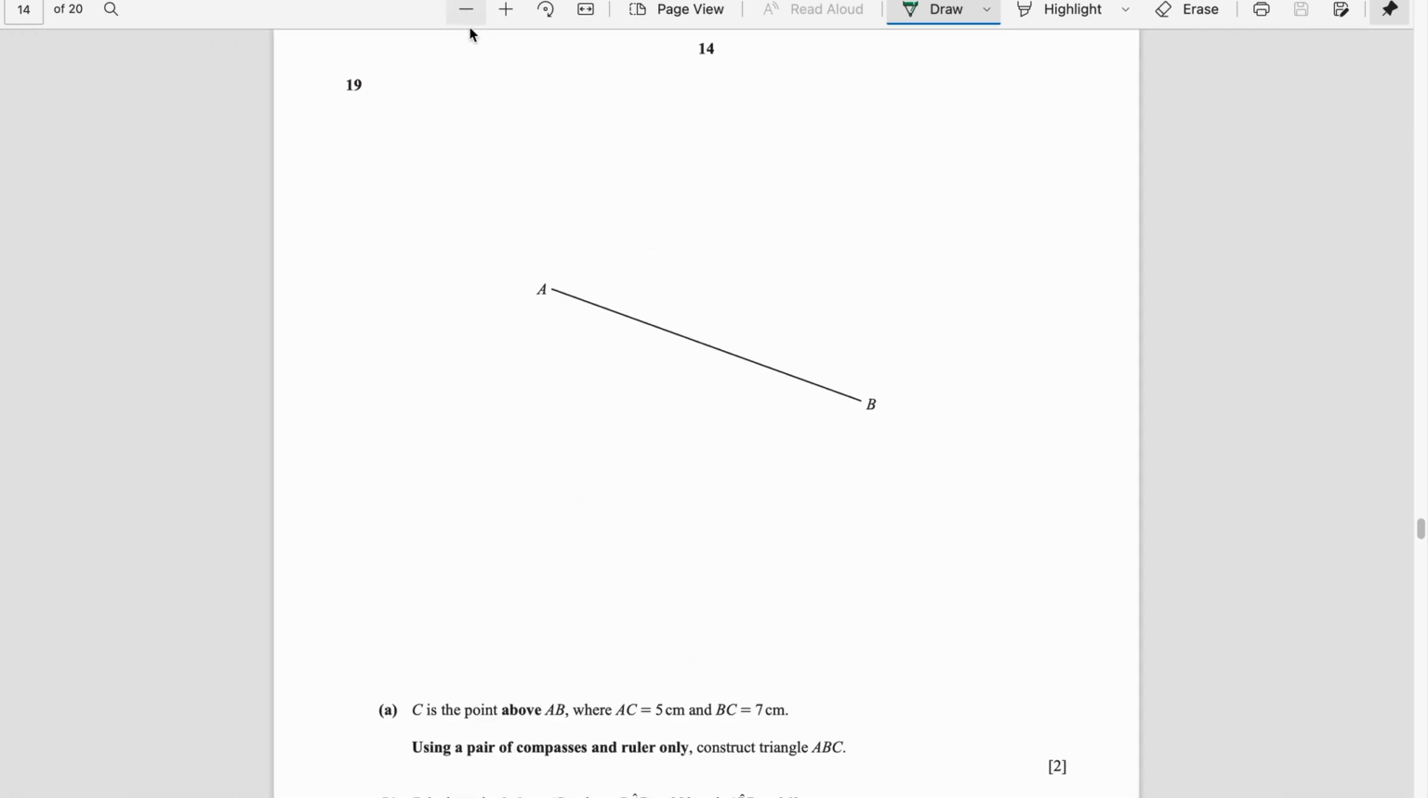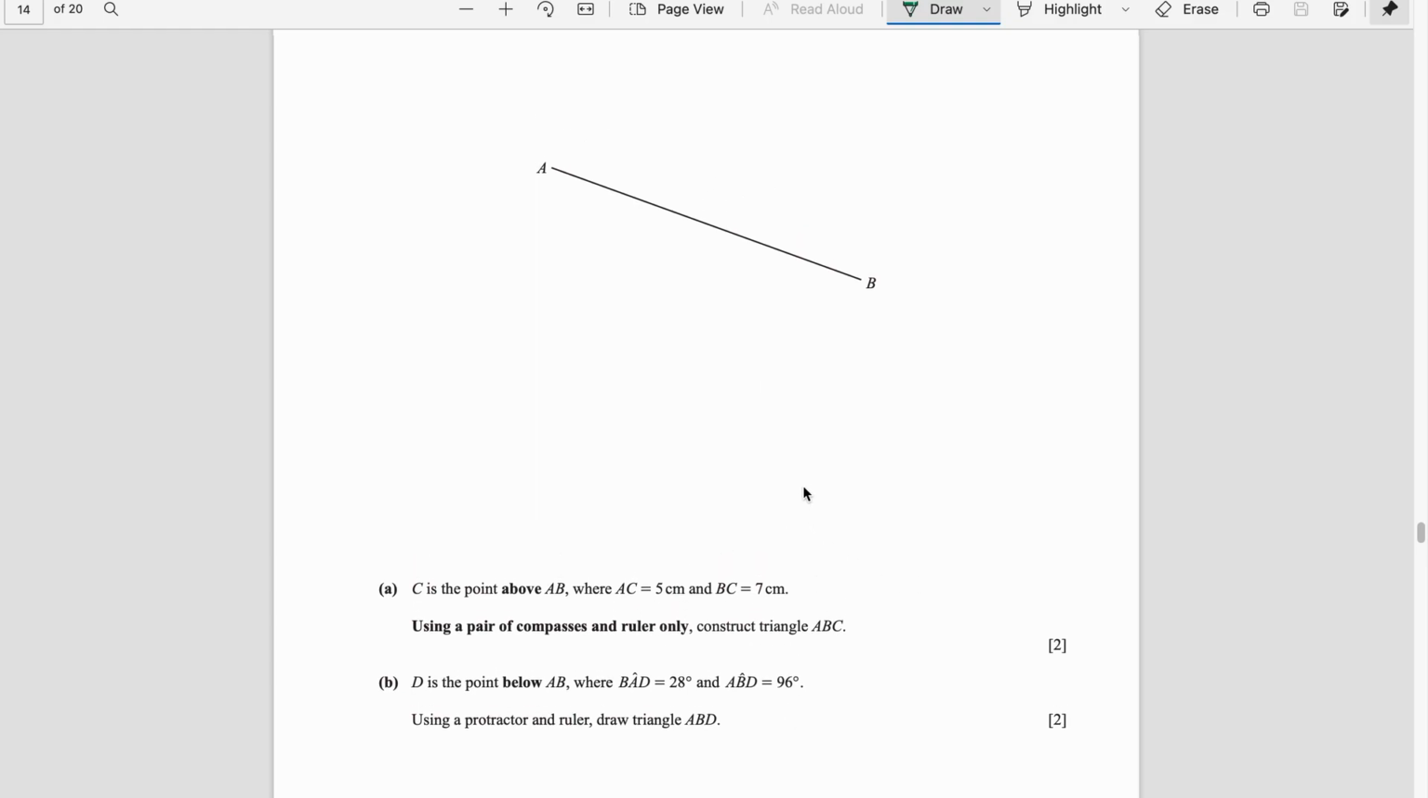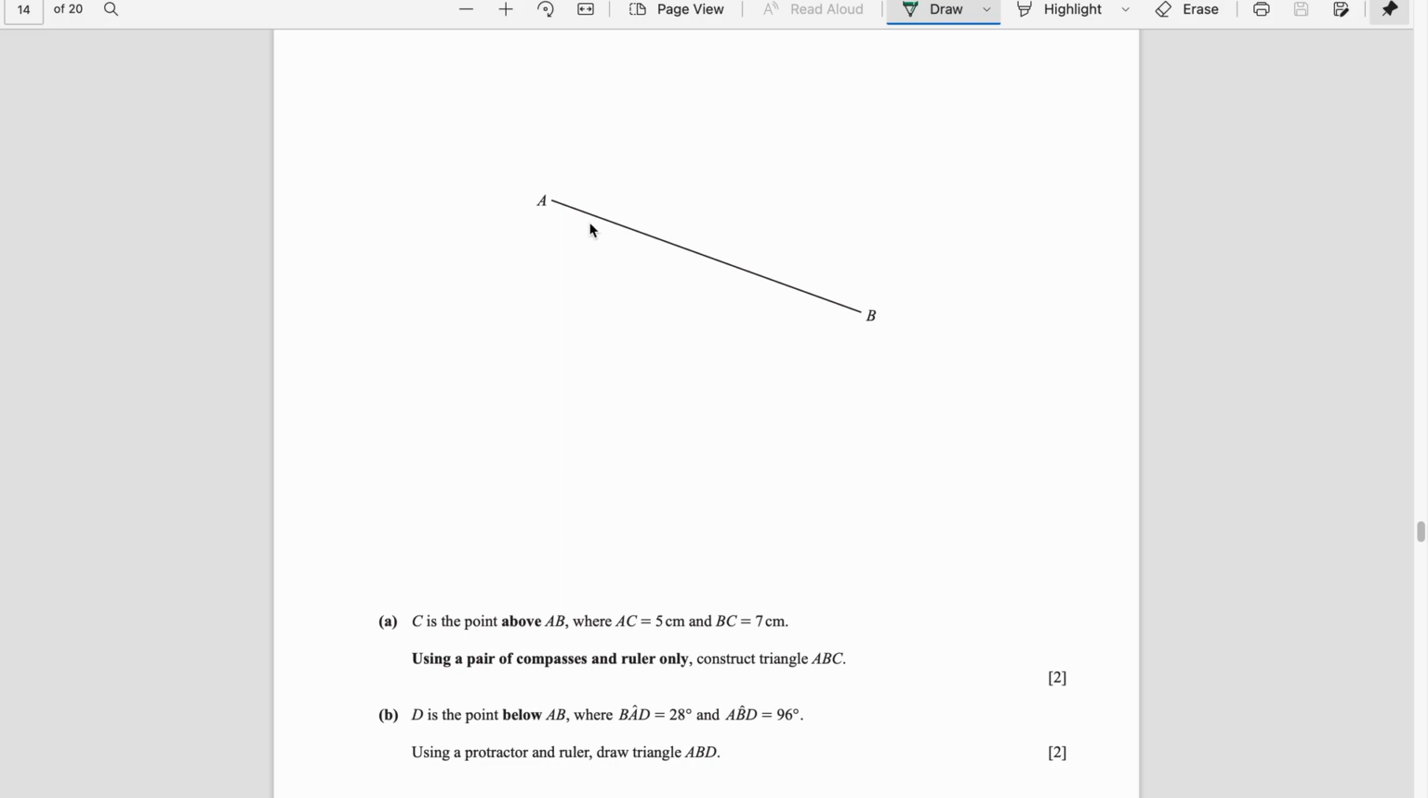Question number 19. C is the point above AB, and AC is 5 centimeters, BC is 7 centimeters. Above AB, so C lies somewhere here. So open your compass by 5 centimeters, place your needle at A and draw the arc. Then open it for 7 centimeters, place your needle at B and draw the arc. This point is C. So AC would be 5 centimeters and BC would be 7 centimeters.